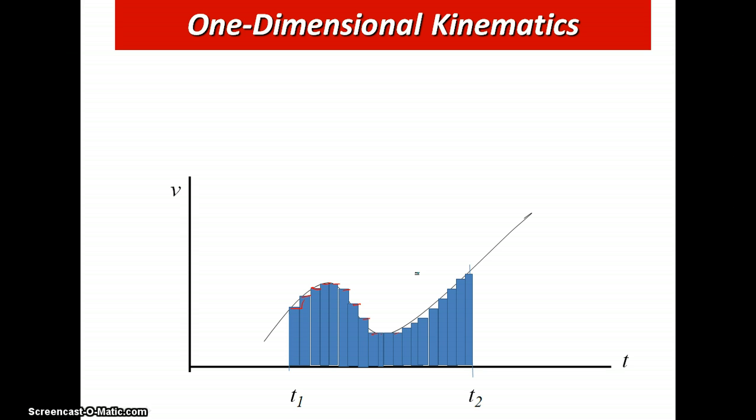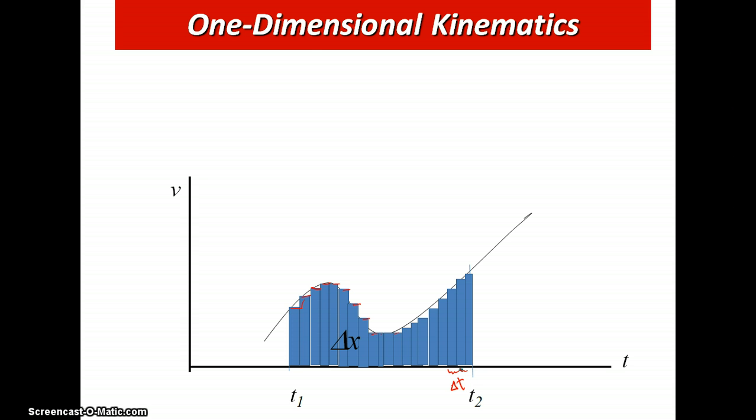To find that area, we're going to take that velocity versus time graph and break it up into small intervals of time, delta t. Here's a small interval, another small interval. Each of these we're going to call the quantity delta t. And we're going to calculate the area of these rectangles. When we add up all these rectangles, it gives us something that approximates the displacement, how far something has traveled during that time interval.